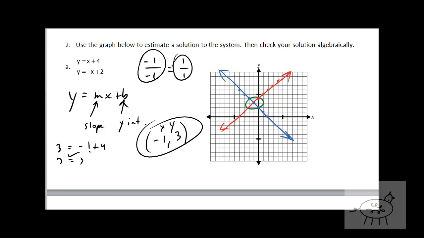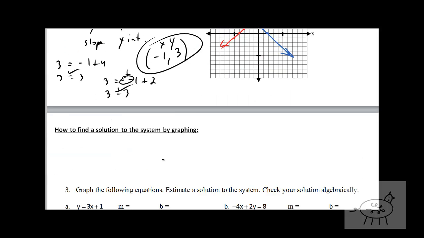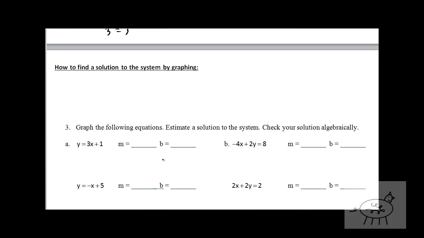That one works. And the other one is 3 equals negative of a negative 1 plus 2. So 3 equals 1 because it cancels. So it's 1 plus 2 is 3, and that works. So that's just a double check. Okay? Alright, so it says how to find the solution to the system by graphing.